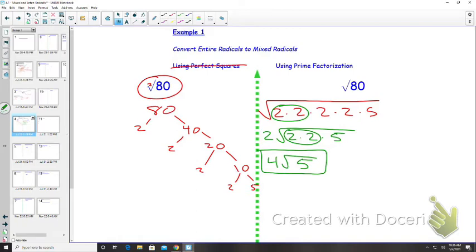This next one's gonna be a little bit more difficult. You think so? Oh, yeah. Same process though. How could we check our answer? Well, I'll go 4 square root 5. Yep, exactly. And you could also do the root 80, right? Just to make sure that they are the same.